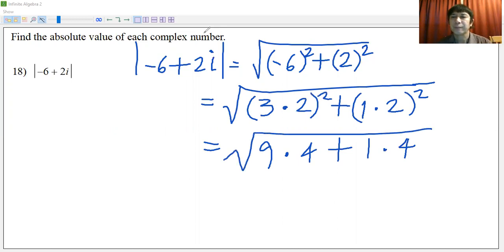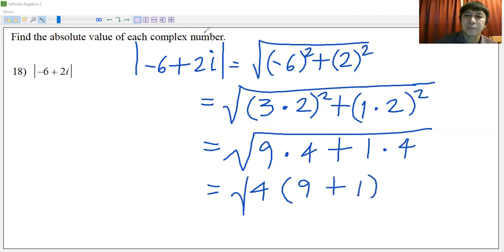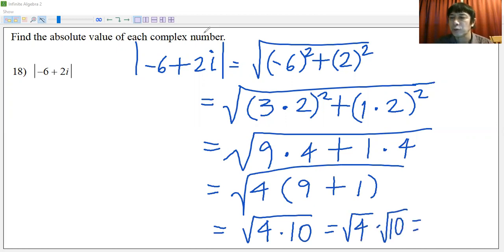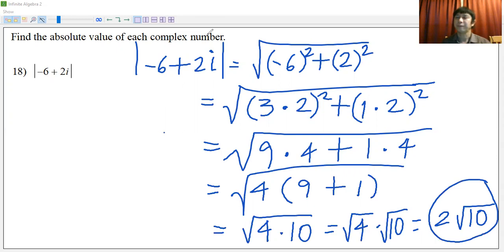There. We now have a common factor, 4. We can factor that out. What remains will be 9 plus 1. Okay. And so we now have square root of 4 times 10. And this is exactly square root of 4 times square root of 10. And final answer is 2 square root of 10. That's it, okay? So that should be our answer there.